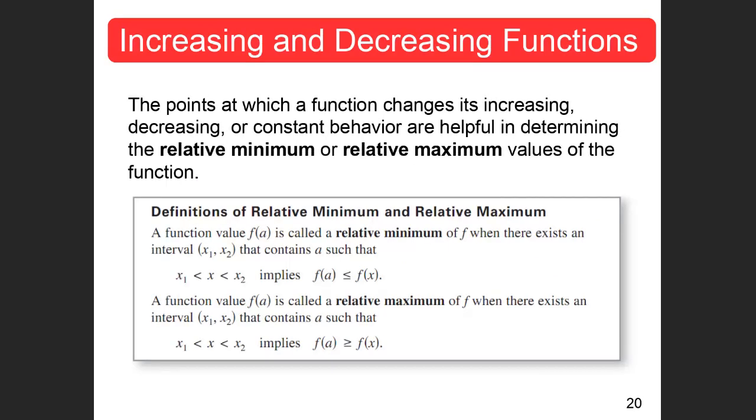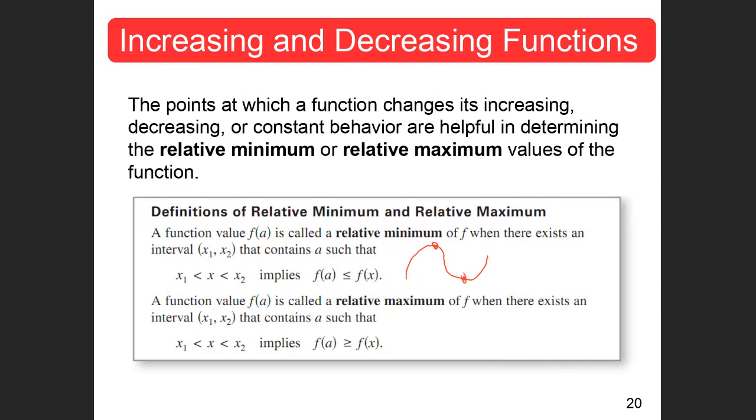The points at which a function changes its increasing to decreasing or constant behavior are called relative mins and relative maxes. The definition of a relative min and a relative max: the function value f of a is called a relative minimum of f when there exists an interval that contains a such that, and then it basically is saying it changes directions. Okay, if I have a function like this, got a max here, a min here.